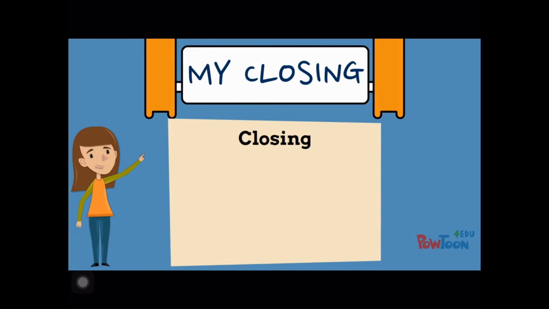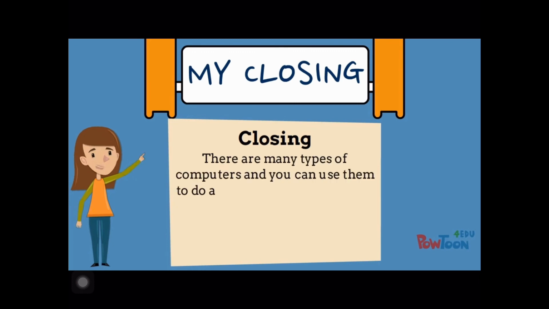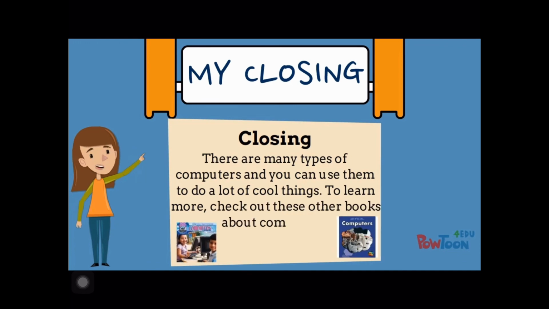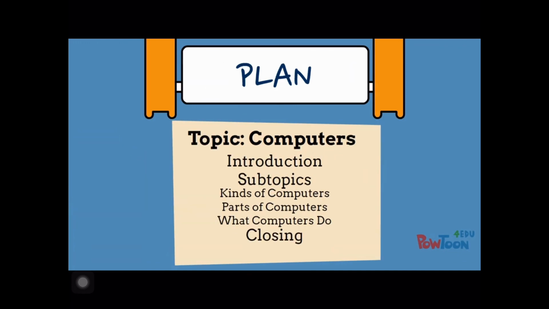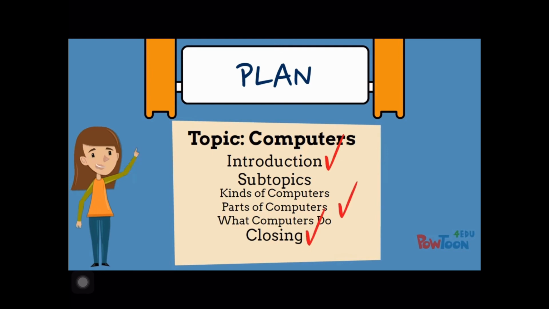Now I will write my closing. I'm going to summarize and then give a next step. There are many types of computers and you can use them to do a lot of cool things. To learn more, check out these other books about computers. Now I'm finished with the 3 main parts of my draft.